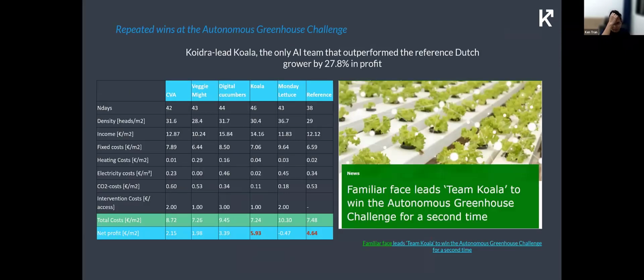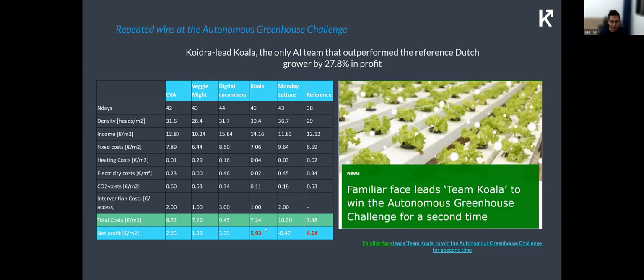So before talking about the technicalities, let me highlight the results. Of course, this is our team, Koala, and this is our net profit at the end after the growing cycle.